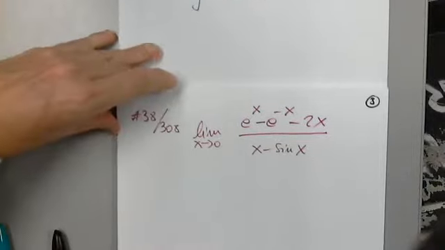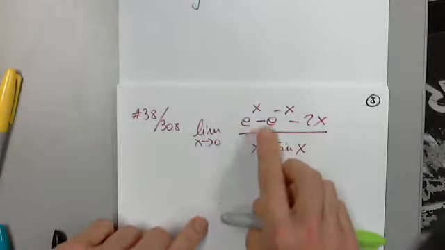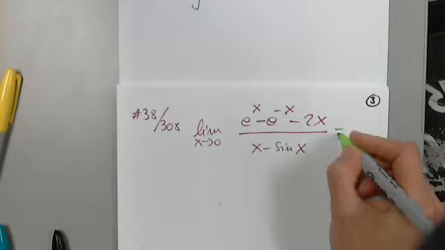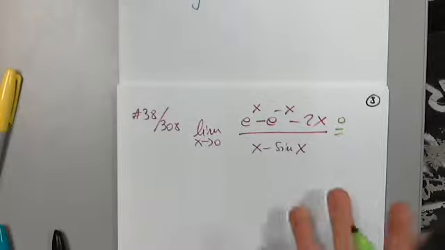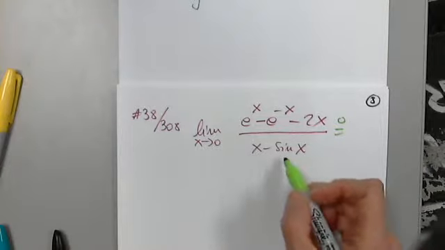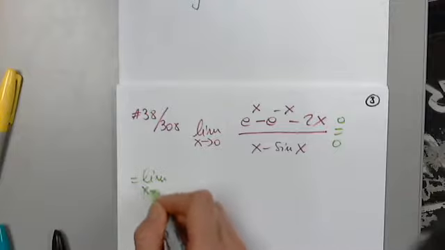So let's test it. e to 0 is 1. 1 minus 1 is 0. Negative 2 times 0 is 0. So then the top is 0. I'm hoping that the bottom is also 0, because there is no hope otherwise. Okay, so 0 minus 0 is 0. Perfect. Limit as x approaches 0.